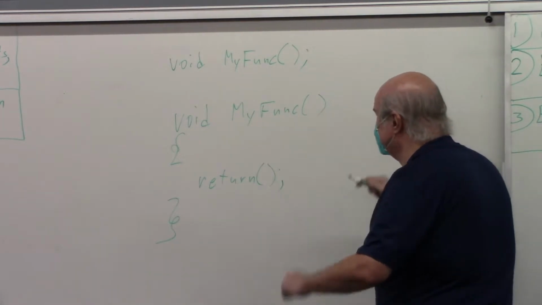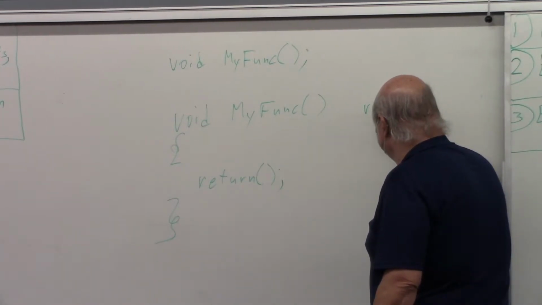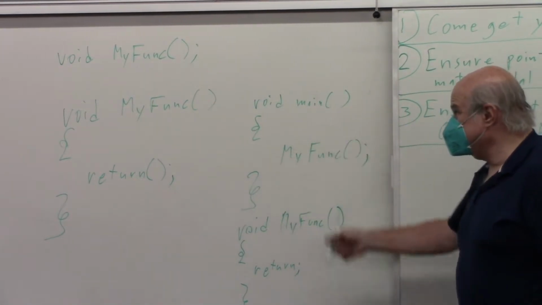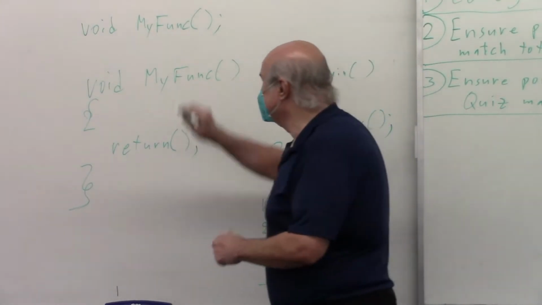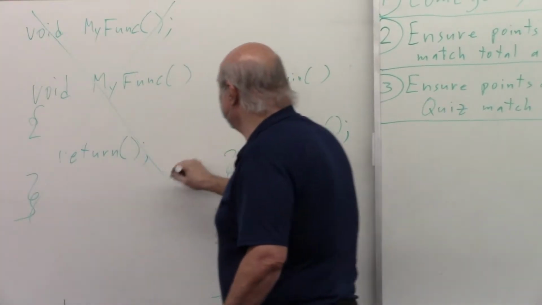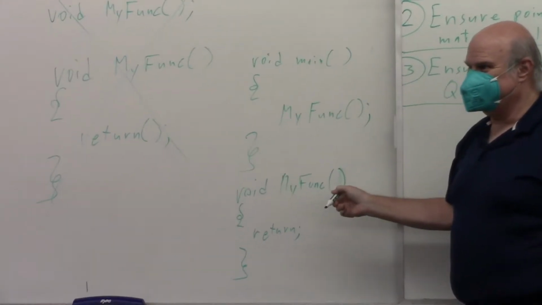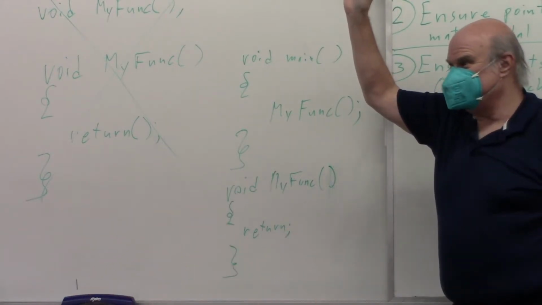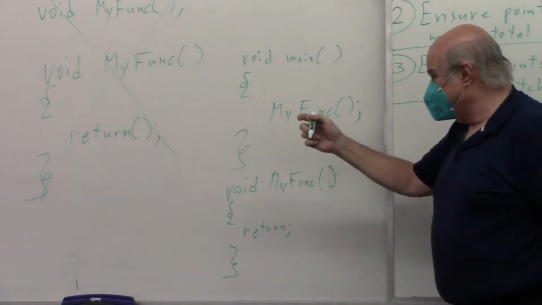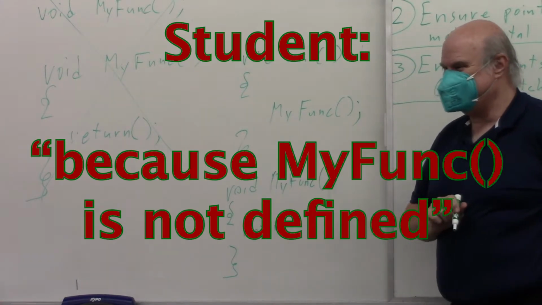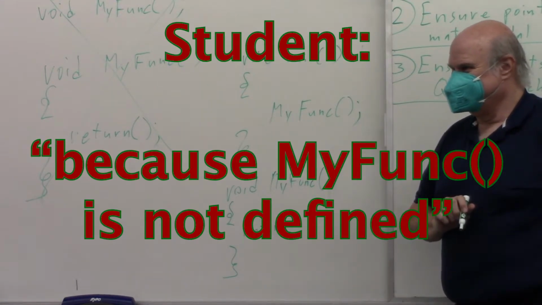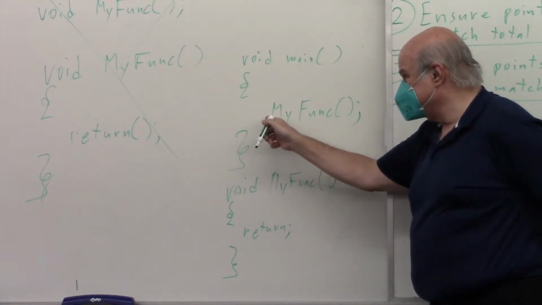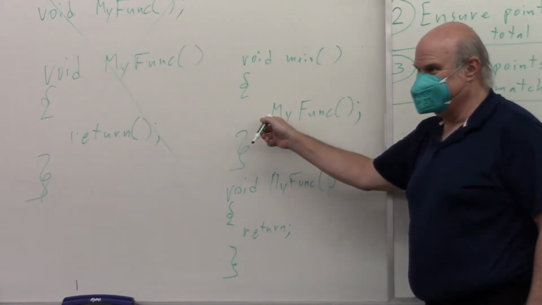So here's an example. If you try to compile this, forget all this over here for a moment. If you tried to compile just this, would it compile? Who thinks this wouldn't compile? Raise your hand. Most people think it wouldn't compile. So why do you think this might not compile? Because my func is not defined. That's correct. The compiler starts here, goes here, gets to my func. It says, what's my func? I've never seen my func, because it's down here.